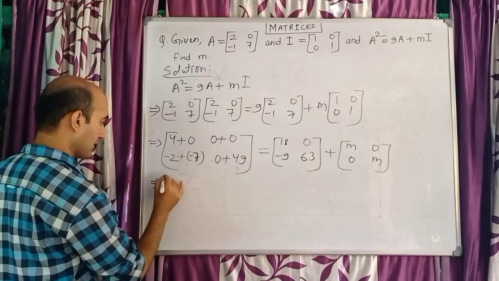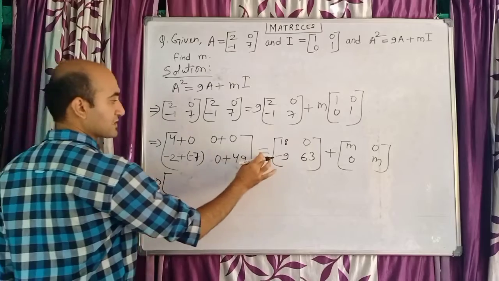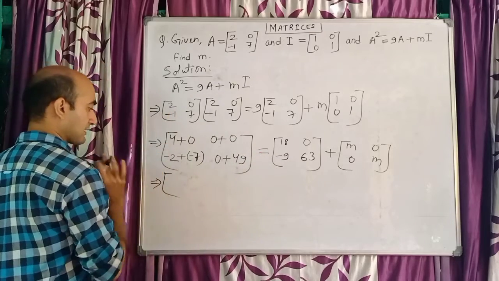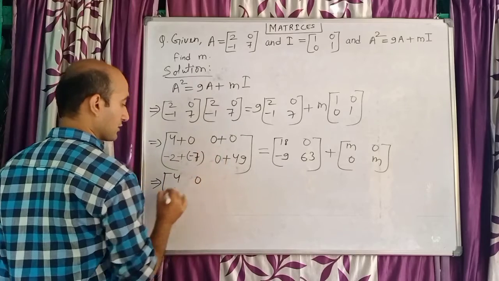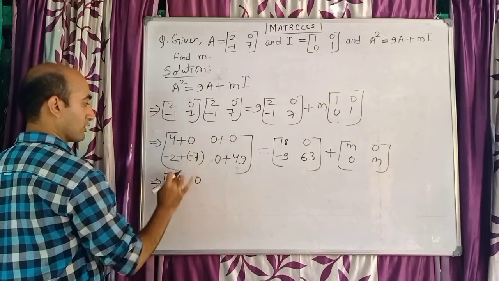Now you simplify here. Children, be very careful that when there is an equal to symbol, we put an arrow at the first. 4 plus 0 is 4. 0 plus 0 is 0 here. 0, and this is 4.